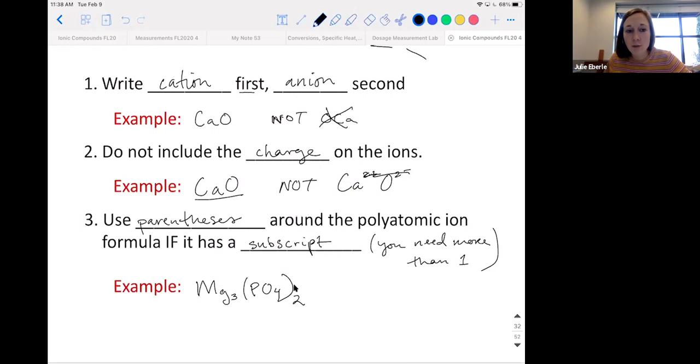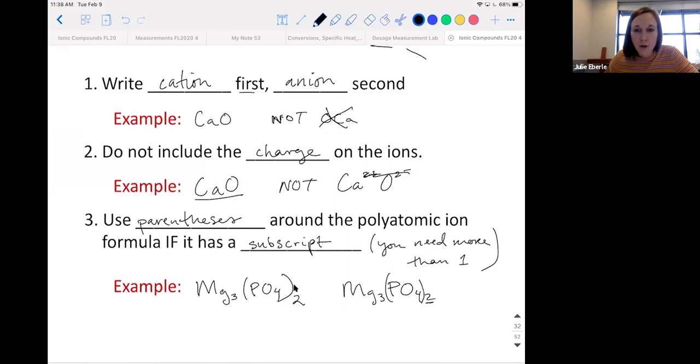If we don't include the parentheses, look what happens. Mg3PO42. What does that look like? If I'm reading that, it looks like I have 42 oxygens, which is very incorrect, okay? That's why the parentheses help. It means everything within the parentheses is going to be multiplied by 2. We got 2 of them.